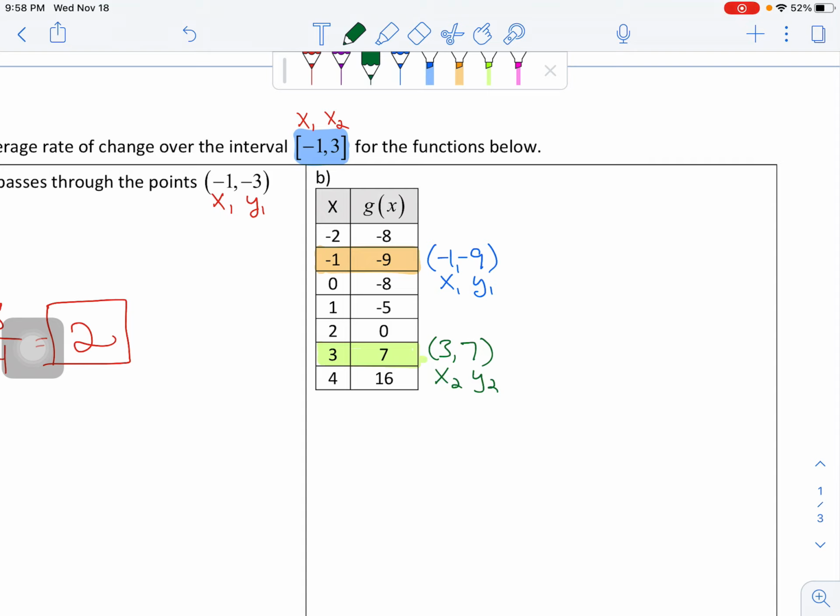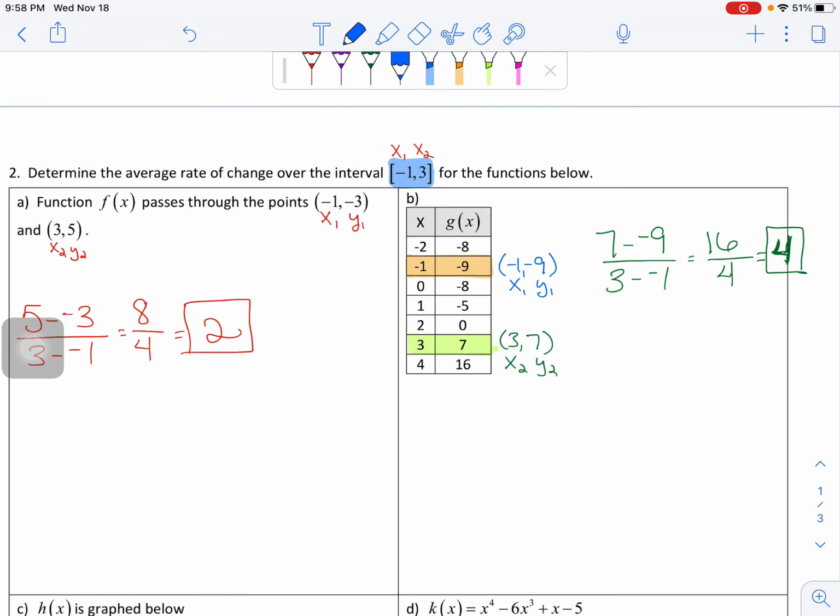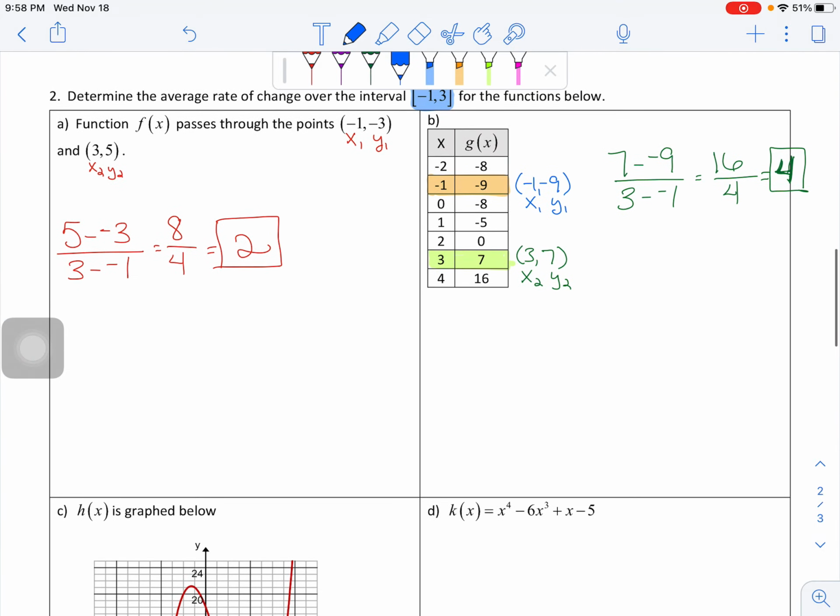Now that I have those ordered pairs, I'm going to follow the exact same process that I did with part A. So I'm going to take y2 minus y1 over x2 minus x1. So 7 minus -9 is going to be positive 16. I'll get my signs right there. 3 minus -1 is 4. 16 divided by 4 is 4. All right. Now these won't always turn out to be nice integer values. You can get fractions, you can get decimals, you can definitely get negative numbers. All of it's possible.